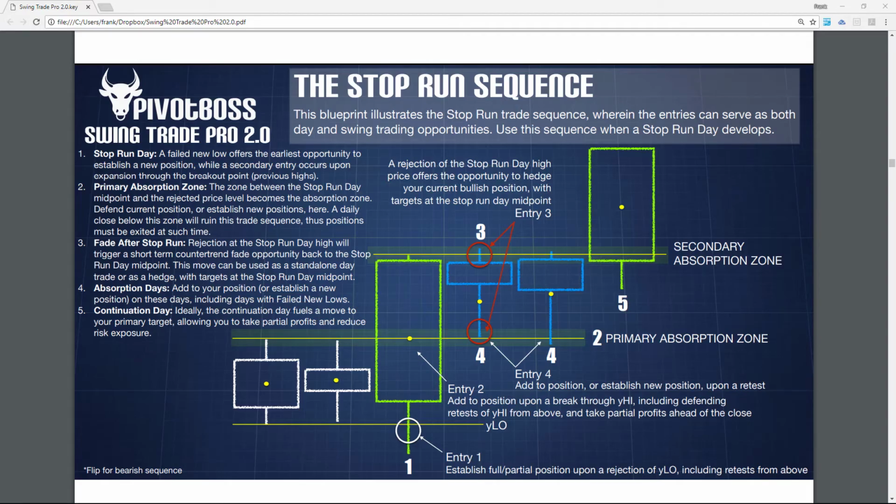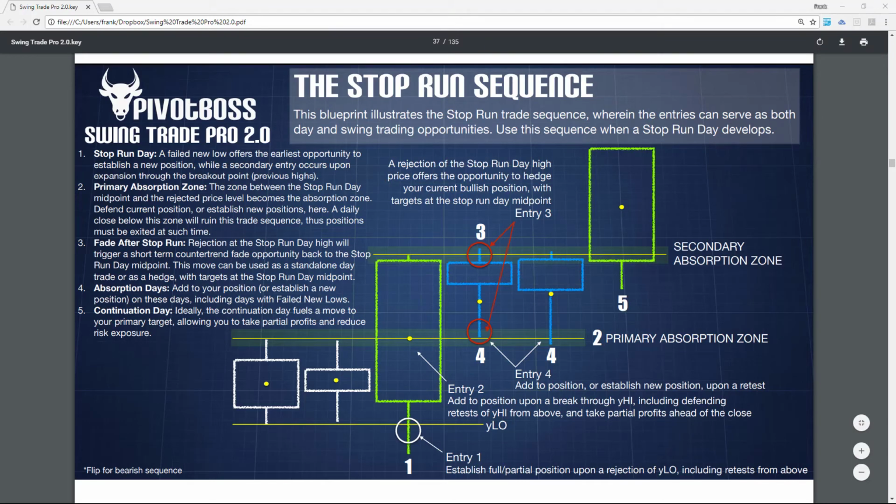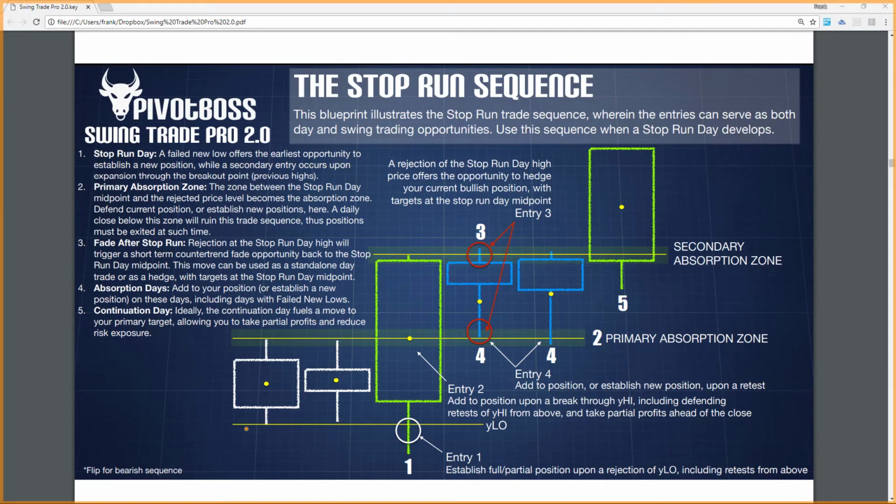Alright, in this section we're going to discuss the stop run sequence. This blueprint illustrates the stop run trade sequence, wherein the entries can serve as both day and swing trading opportunities. Use this sequence when a stop run day develops. So again, what we're looking for here is for any ideas that we get some sort of stop run day where price is going to run through recent highs and continue in a price discovery phase throughout the session, triggering a high range day where the range can be anywhere from 150 to 200% of average, and many times well beyond that.